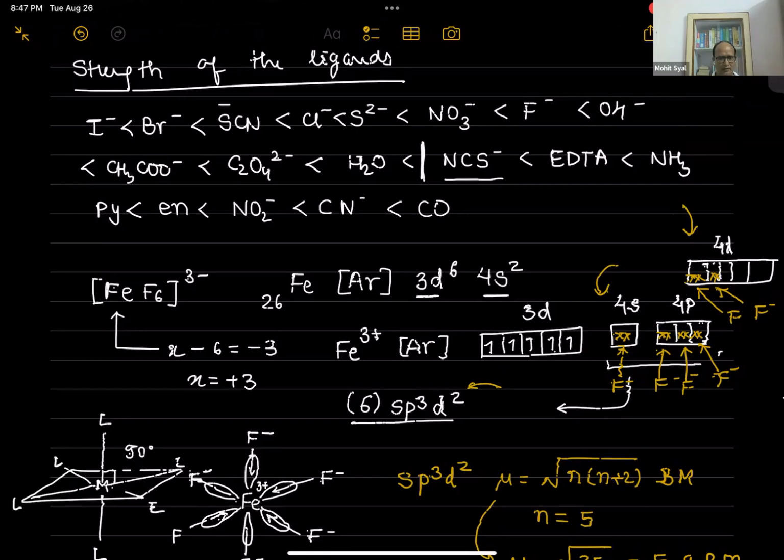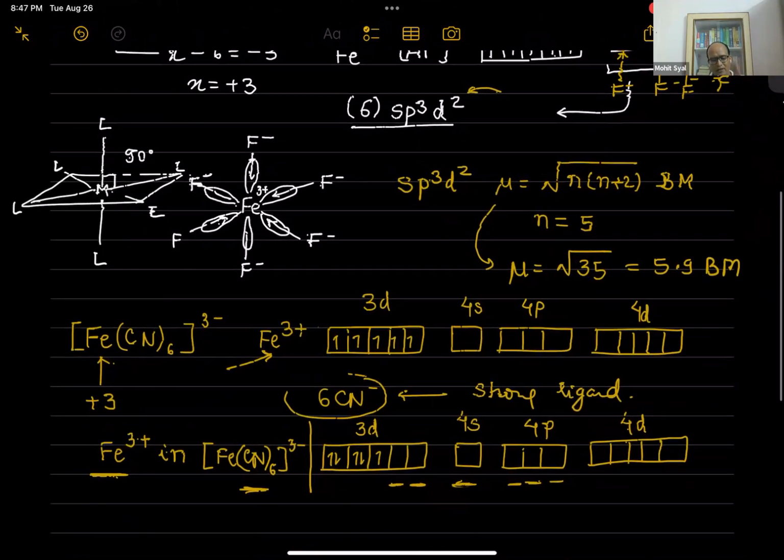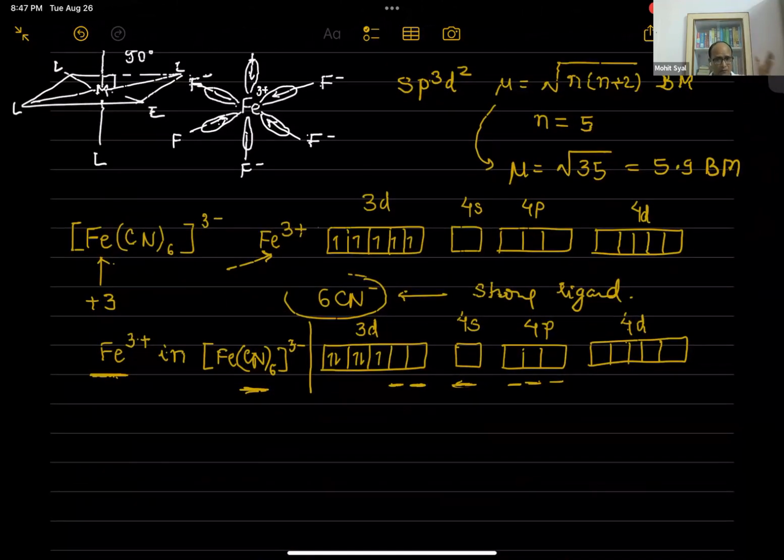Why did we start using empty orbitals from 4s? Because the 3d orbitals were occupied, they were not free. But because of this pairing, some of the d orbitals have been emptied and we can use them for the bonding with cyanide. Is it clear? Can you gauge the difference between the two? Any doubts in this?